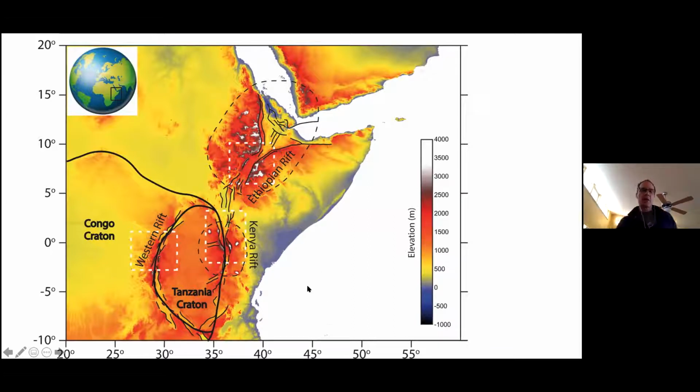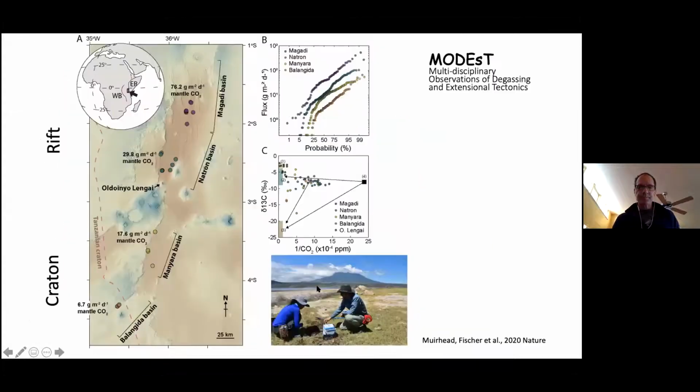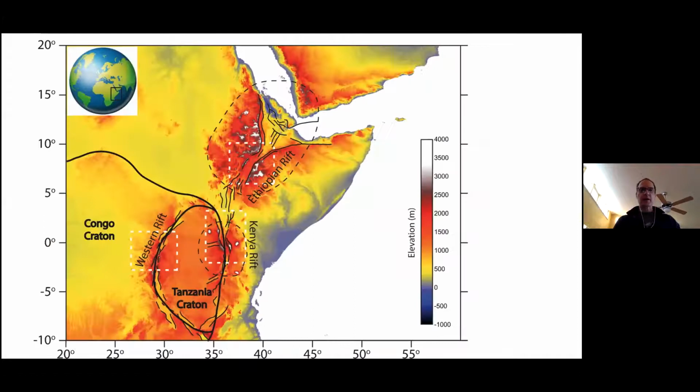Now what I want to talk about is some of our thoughts. Where does this carbon, this extra carbon, come from? And that's where the craton plays an important role. So here's the Tanzania Craton. You're probably familiar with this, but it's an old mass of rock that's been sitting there for billions of years, and the rift bifurcates around that craton.